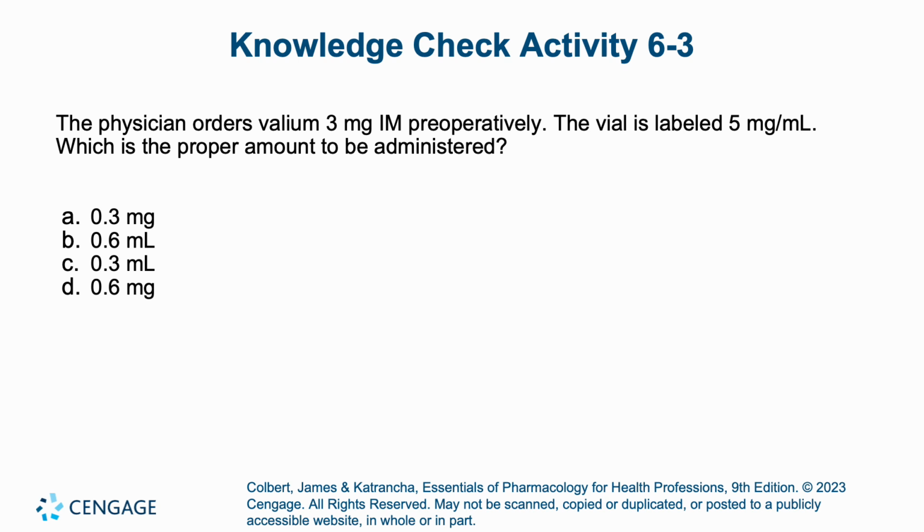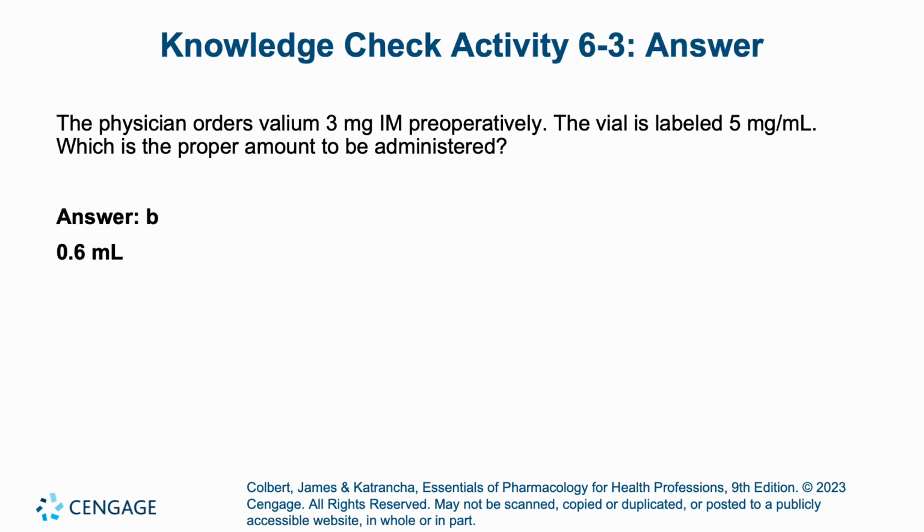We want to stop and think about this. We want our final answer to be in milliliters because that's what we can see. That's what we can visualize in the syringe. So you're going to divide 3 milligrams by 5 milligrams, so the dose by what you have on hand, times quantity, mLs, and then your final answer will be B, 0.6 mLs.